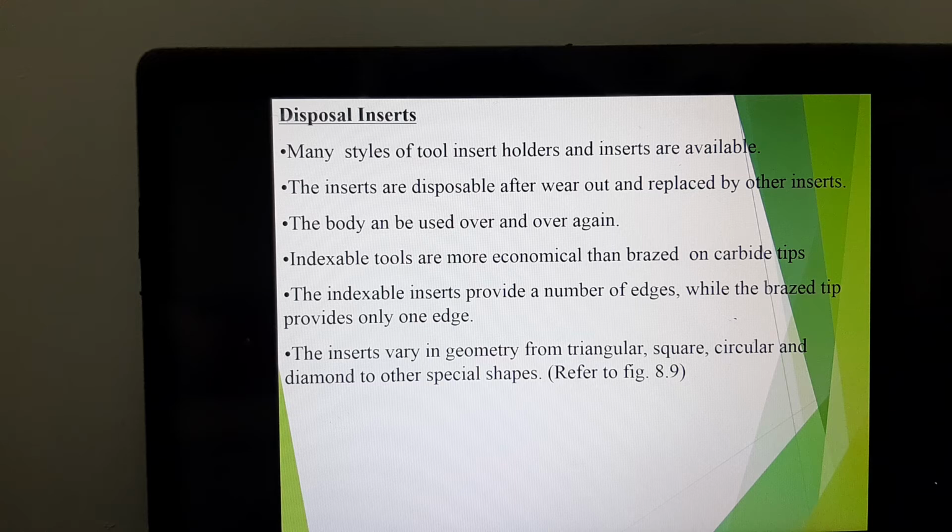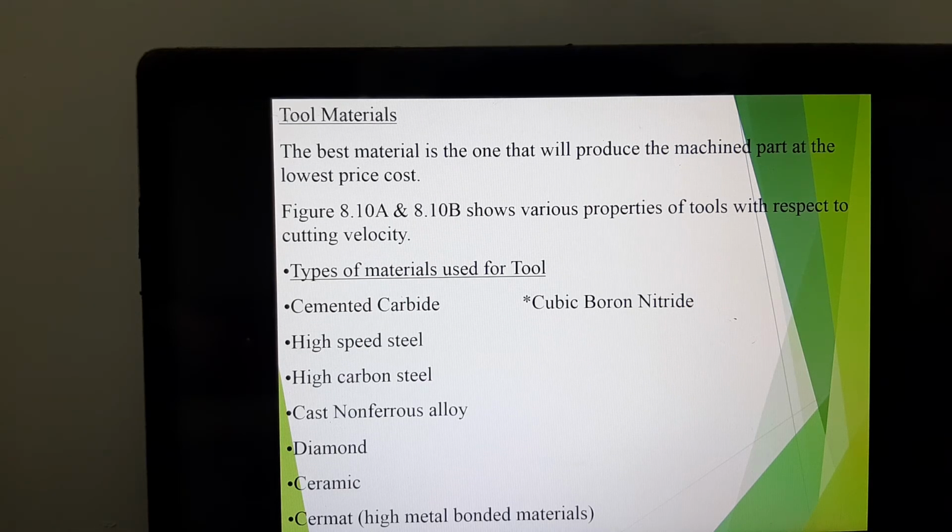So indexable inserts are specially designed for mass production. What's mass production again? Large amount of production where you're producing between 500 to 1,000 parts. Okay, and disposable inserts are specifically designed for small production.